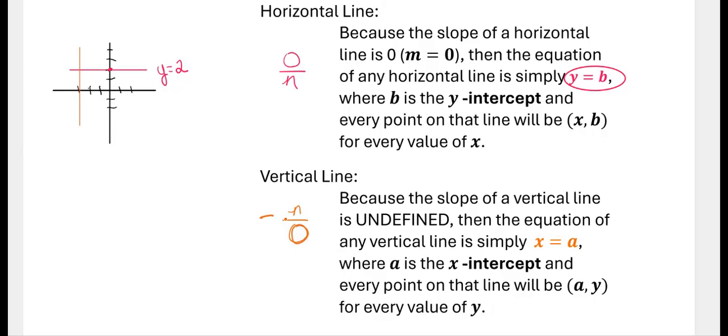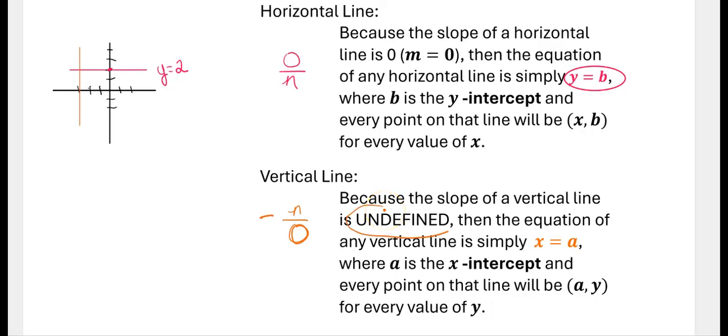Well, what's wrong with that? You can never have 0 on the denominator. It's undefined. So a vertical line has an undefined slope. Also, you can think of it this way. I'm rising however far I rise. It doesn't matter, but when I run 0, I'm going to have a 0 on the denominator. Therefore, my slope for a vertical line is undefined.